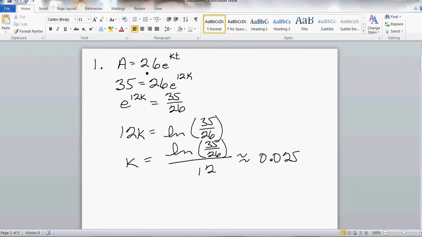And realize this formula right here is an exponential growth model, where this represents the beginning value, in this case 26 million. This is the ending value. E is the number e. K is some constant that is determined by the type of problem. And then t, like always, represents the number of years.